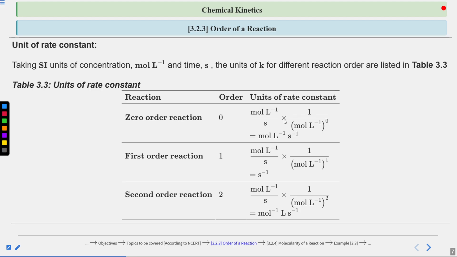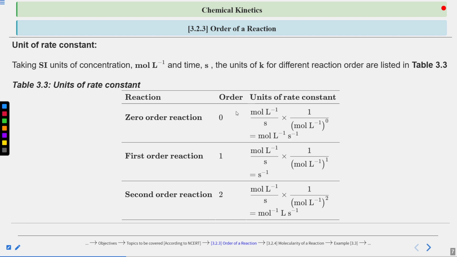Basically, for the zero order reaction, the units of rate constant will be k equals the concentration unit divided by the time unit, multiplied by 1 upon the concentration unit to the power 0 in the denominator, because it is a zero order reaction. The rate is not going to depend on the concentration of any reactant. That's why we have written the concentration term with power 0, so this will become 1. Only the unit of rate remains to be solved. So the zero order reaction has the units of rate constant equal to mole liter inverse second inverse.